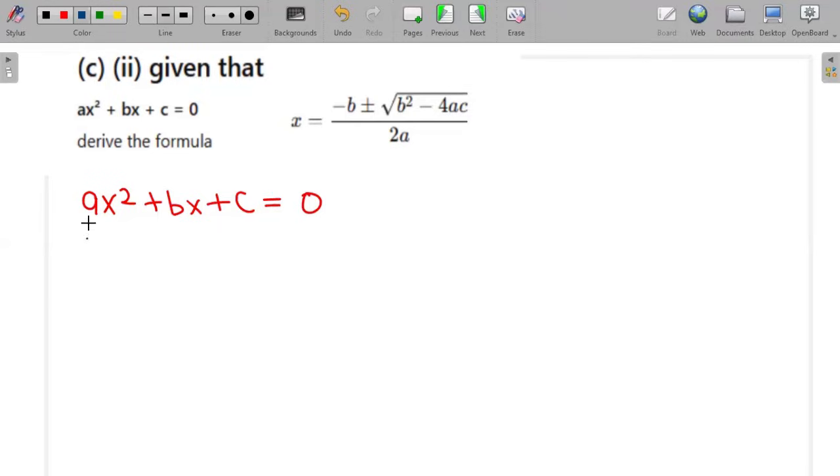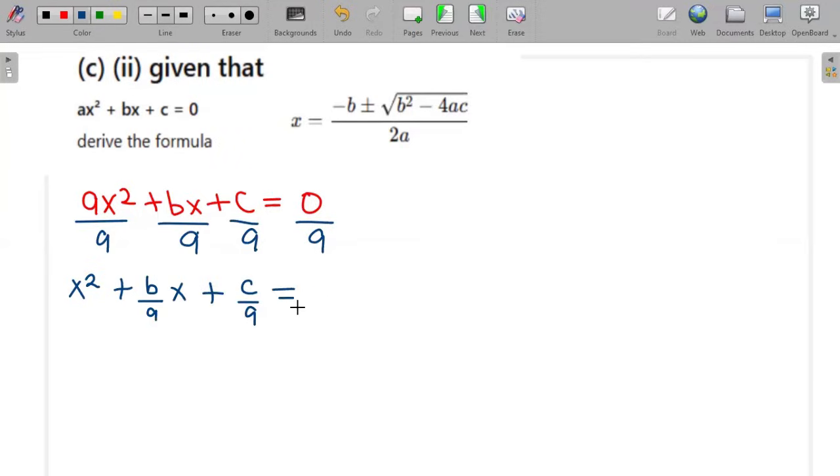Here I can see that the coefficient there is a. So I have to change this coefficient to a positive 1. I'm going to divide this by a, and whatever you do to this, you also do to this and this and this. So I'm also going to divide this with a, and this with a. So what am I going to find? I'm going to find x squared plus b over a x plus c over a equals 0 divided by a. It's simply 0.